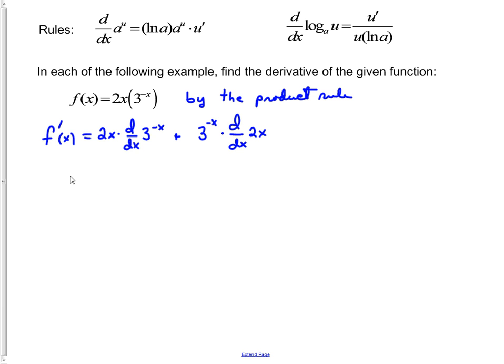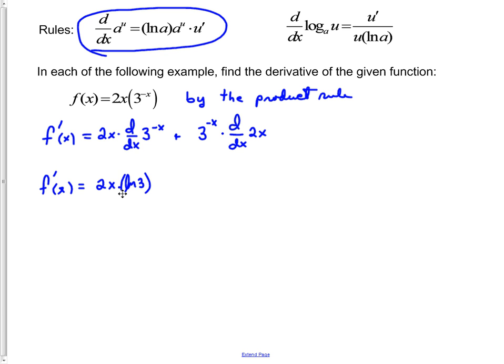So in our derivative here, what's going to happen? Well, for the first term, f prime of x will equal 2x times the derivative of 3 to the x. So this is where we go to this rule right here. 2x will be multiplied by, let's see, in order, the natural logarithm of the base, 3, times 3 to the negative x, times the derivative of negative x, and that's negative 1.